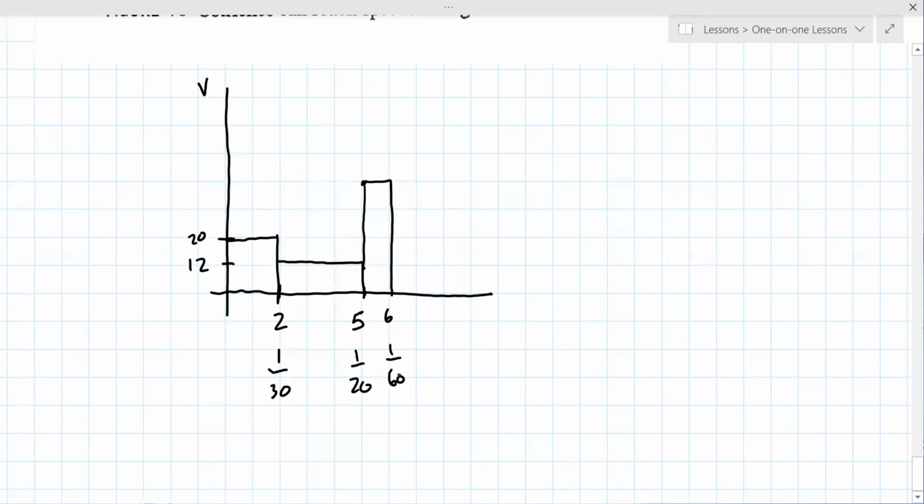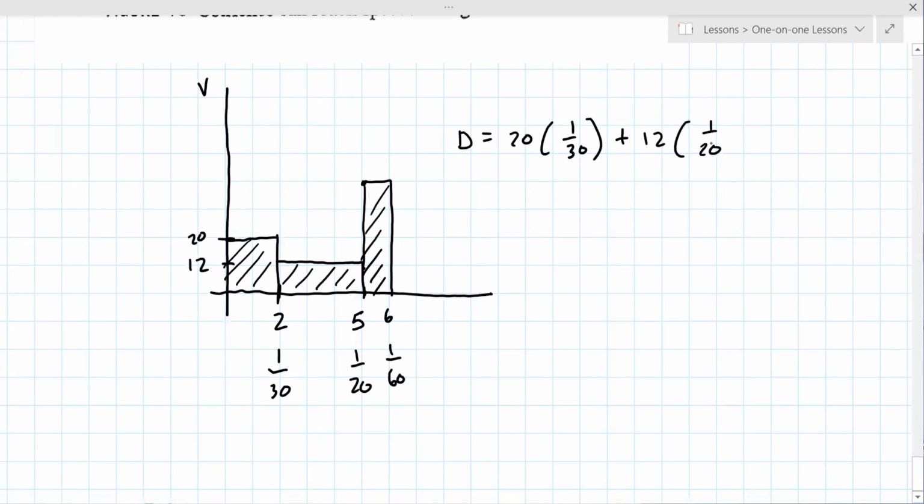Right. So these are the rectangles that you're finding the area of. And the interpretation is just how far did it go. So the distance is equal to 20 times 1 over 30 plus 12 times 1 over 20. Just to be clear here, this width is 3 minutes, and that's how I got the 1 over 20. And 1 minute is 1 over 60.